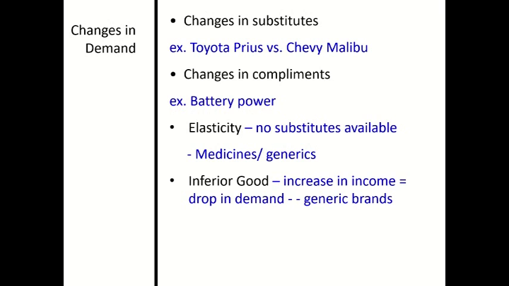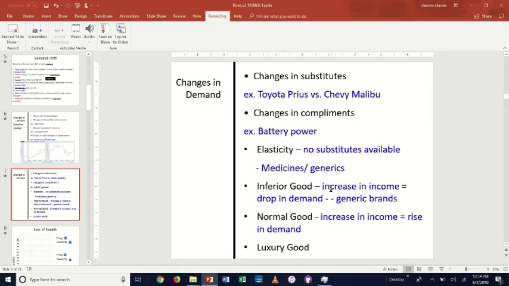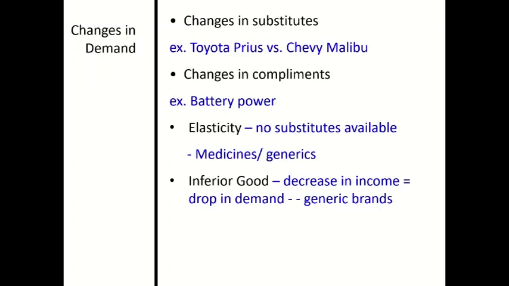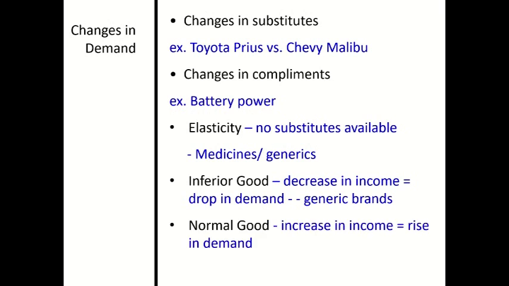An inferior good, so an increase in income equals a drop in demand. It should be a decrease in income. I'm sorry, a decrease in income. Let me go ahead and fix that. There we go. So a little edit in the middle of a video. A decrease in income equals a drop in demand, and then people seek more generic brands.